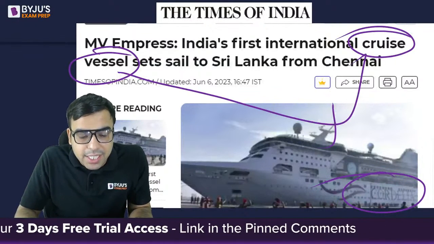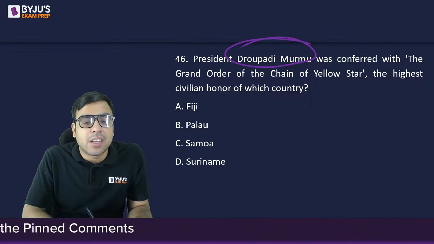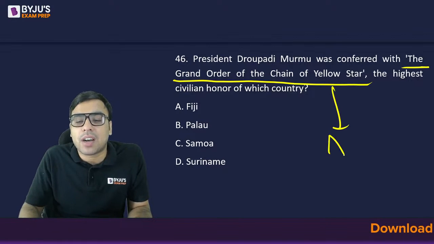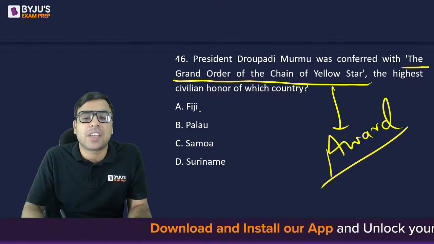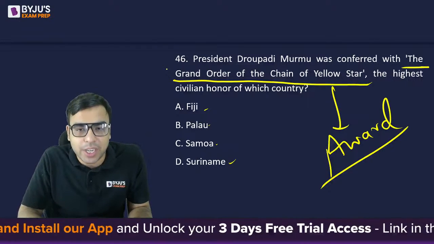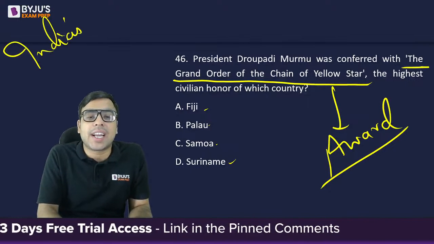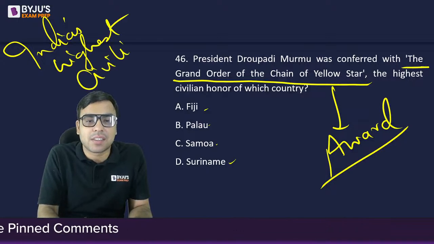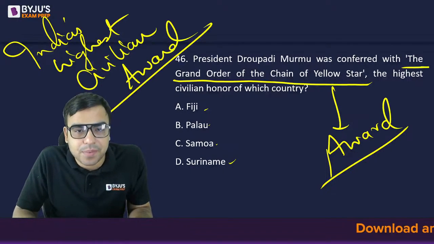ओके, यस. The next one is President Draupadi Murmu was conferred with the Grand Order of the Chain of Yellow Star. So this is the name of the award. It is the highest civilian award of which country? Fiji, Palau, Samoa, Suriname. कौन सी कंट्री का हाईएस्ट सिविलियन अवार्ड है? ओके, वन मोर क्वेश्चन. इंडिया का हाईएस्ट सिविलियन अवार्ड कौन है? इंडियाज हाईएस्ट सिविलियन अवार्ड. आई हैव टॉट दिस इन पेड क्लासेस. इंडियाज हाईएस्ट सिविलियन अवार्ड कौन सा है?